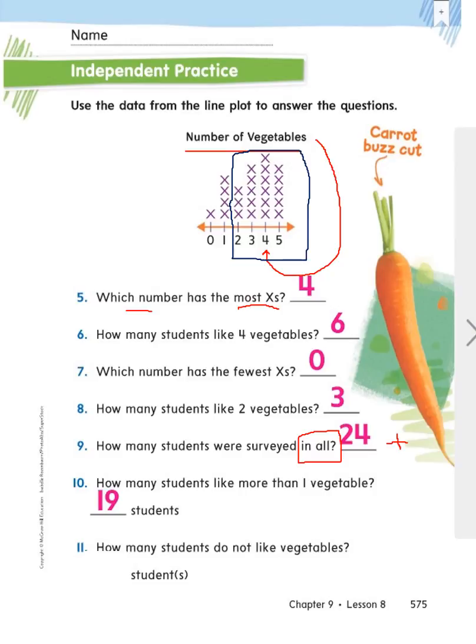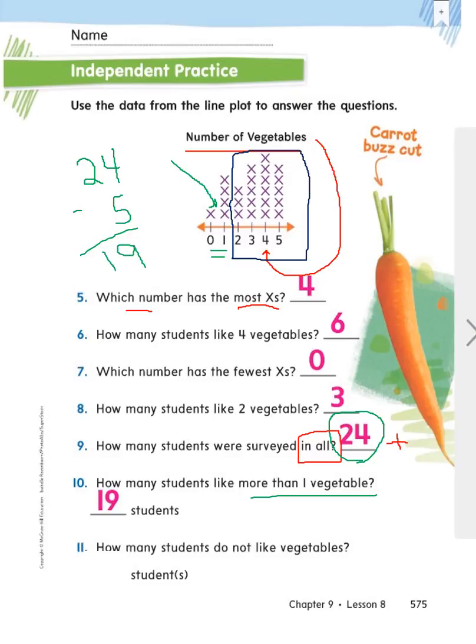The other way you could do it is, we know from the last question that there were 24 students. And there are 5 here that are fewer than 2, right? Because it asks us they like more than 1 vegetable. So you could also do 24 minus that small group, and it's still going to give you 19.